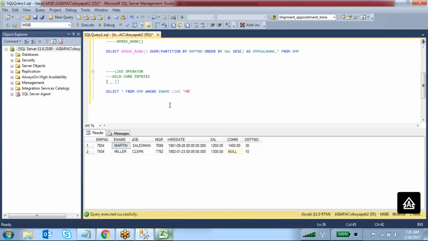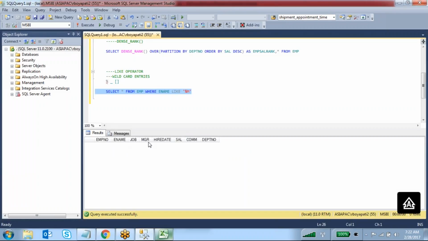Okay. At the same time, I want to find whoever the employee names ending with M and starting with anything. So you have to put the percentage symbol at the starting. The ending character is M. So the employee name should be ending with M character. If you execute this, nothing is there. There is no employee whose name ends with M.